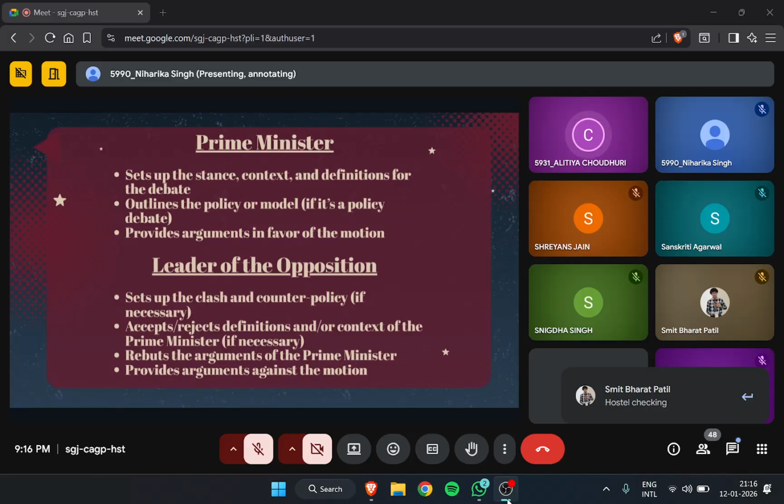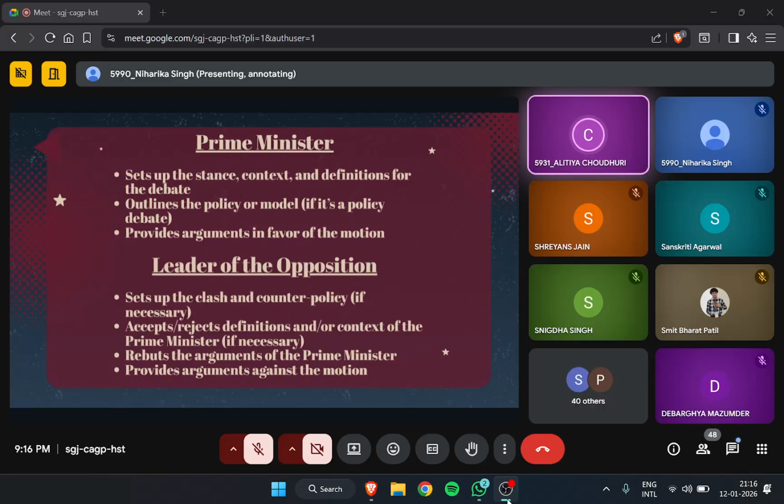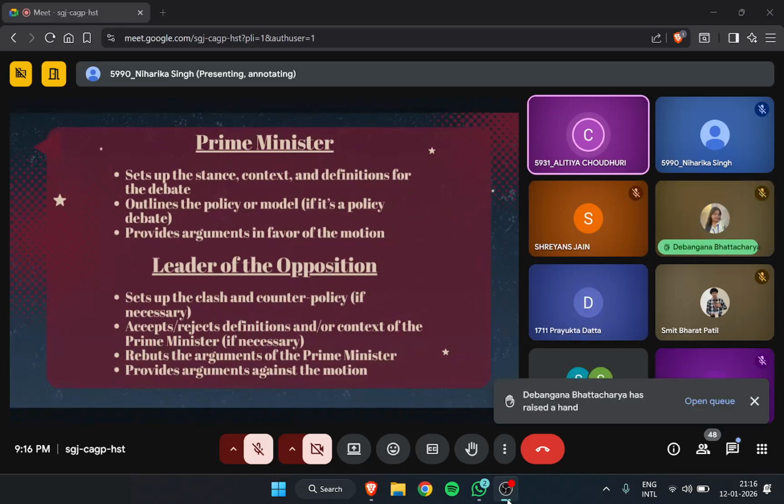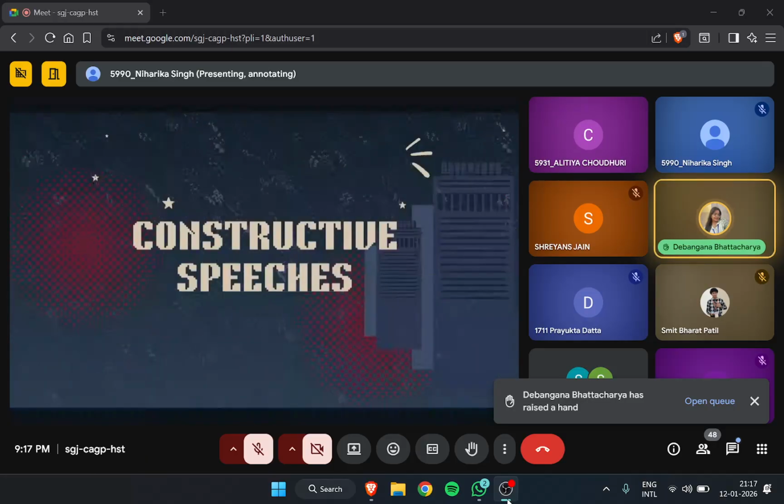Right, no worries. Until Smith is back, does anyone genuinely have any questions? Because I do understand this is a lot to digest. This is very different from the classic 1v1 that you all have probably done in school. But also, right, Debangana, go ahead. Could you re-explain the POI part once again?